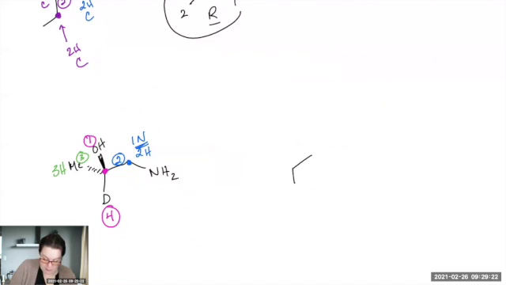So right now what I'm seeing is this. Priority 4 is pointing down. Priority 2 is up to the right. My priority 1 is wedged and my priority 3 is dashed. Okay, with me here? So I need to put my lowest priority group in the back. Right now, it's in the plane. So I need to basically make this fall over.